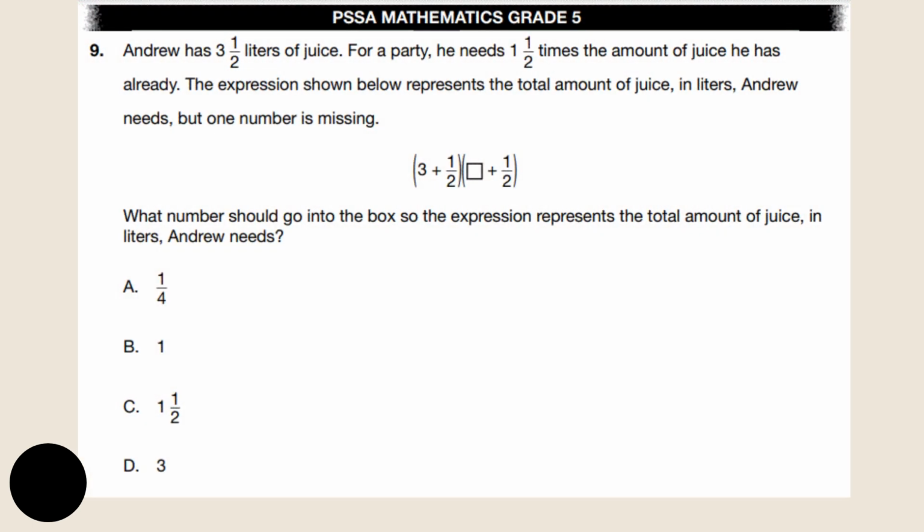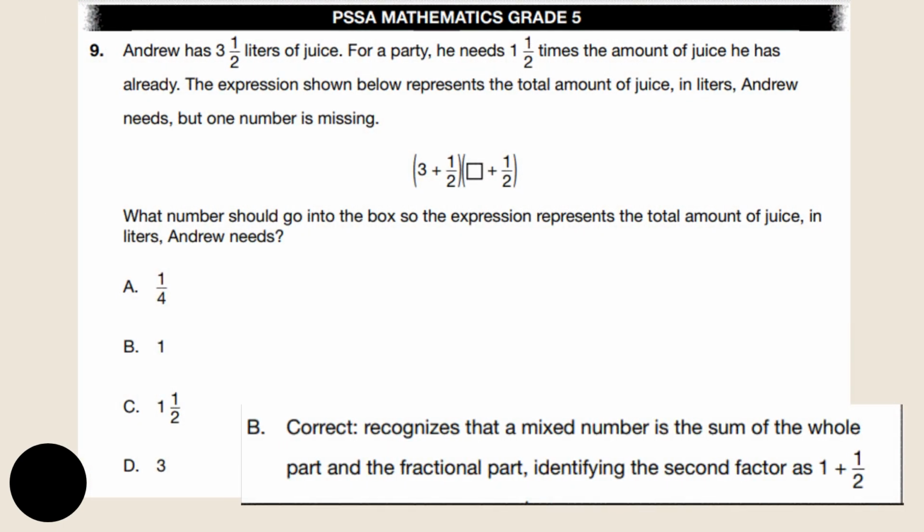Question number 9. Andrew has 3.5 liters of juice for a party, he needs 1.5 times the amount of juice he has already. The expression shown below represents the total amount of juice in liters Andrew needs, but one number is missing. So here, what number should go into the box so the expression represents the total amount of juice in liters Andrew needs? So what number should go? So first you need to recognize that a mixed number is the sum of the whole part and the fraction part, and identify the second factor as 1.5. So your answer is B, that is the 1.